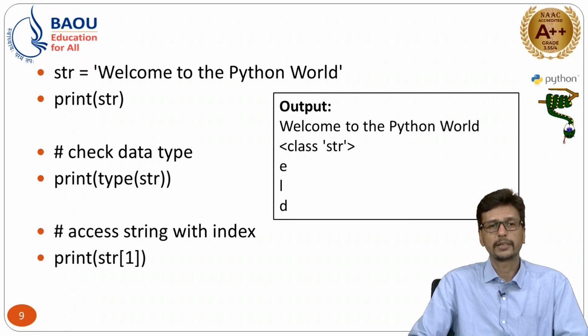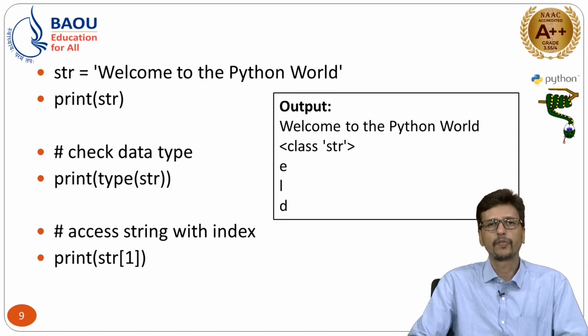Now here check data type, that is the comment. Now print type str. So as we have already discussed, type is the inbuilt function. So whenever you are using this type str, it will return the class responsible for that particular data type. So here the data is in the string type. So here you can observe that it will return the class type, that is str.